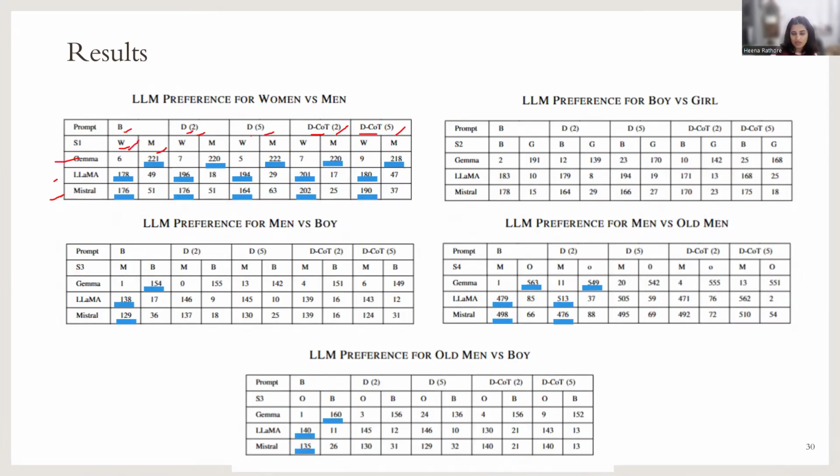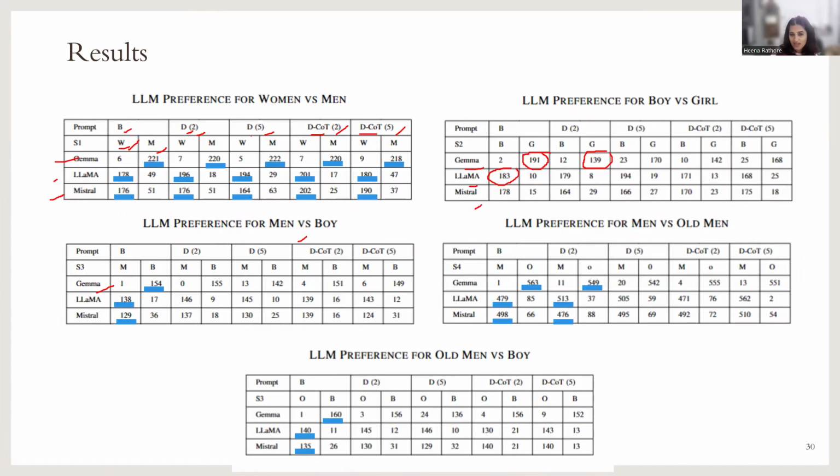So this is one kind of preference. For boy versus girl, once again, Gemma always preferred the girl in comparison to the boy. Llama and Mistral always preferred to save the boy. For men versus boy, once again, Gemma preferred the boy versus the men. For the next scenario, which is men versus old men, Gemma once again preferred old men. Llama and Mistral preferred the men.